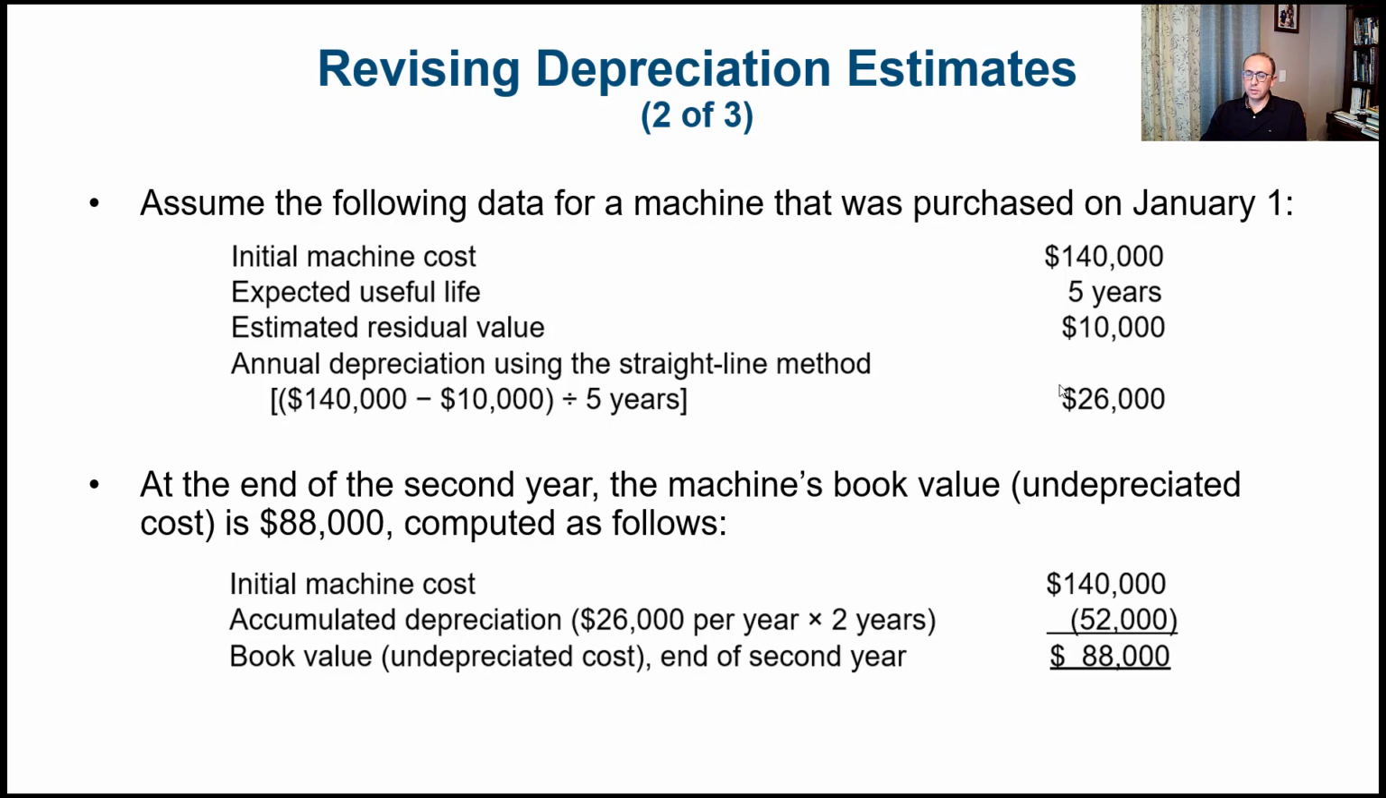We have 26,000 for the first year. For the second year, that would be a total of 52. If we deduct 52,000 from the 140, the book value after the end of the second year would be $88,000. So again, 140, 26 multiplied by 2. This is the accumulated depreciation, which is 52,000. We deduct the 52,000 from the 140, and we get $88,000.